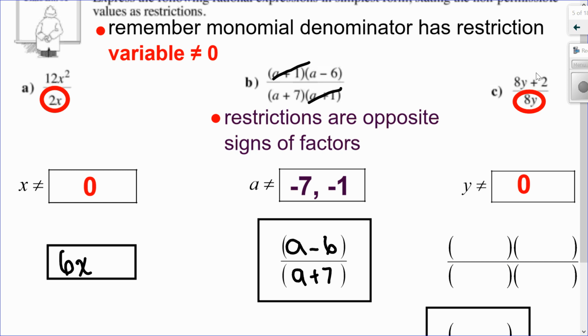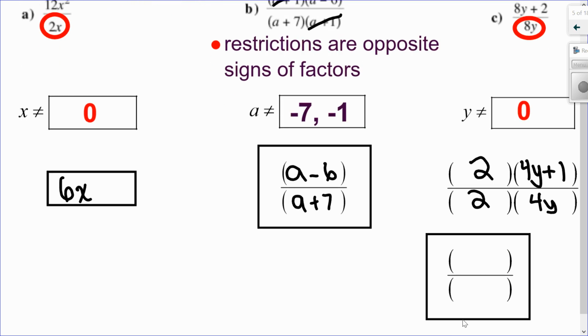Okay, and this one here, 8y and 2. Well, that has a GCF of 2. So I'm going to factor that out. So 8 divided by 2 is 4, and I'm left with a y, plus 2 divided by 2 is 1. Now, because I have a monomial in the denominator, I'm going to check to see, can I take a 2 out of the denominator? And I can. 8y divided by 2 is 4y. So I write it like that because then it's easier to simplify. So 2 divided by 2 is 1. I'm left with 4y plus 1 over 4y. Again, I cannot cancel those 4y's because in the numerator, it's not a 4y, it's a 4y plus 1.